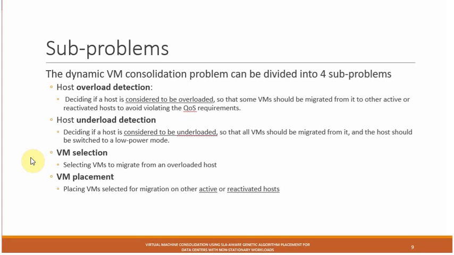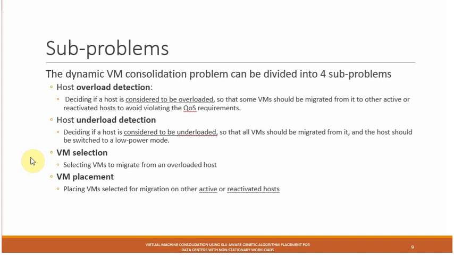The dynamic VM consolidation problem can be divided into 4 sub-problems. Host overload detection, that is, deciding if a host is considered to be overloaded so that some VMs should be migrated from it to other active or reactivated hosts to avoid violating the quality of service requirements. Host underload detection, that is, deciding if a host is considered to be underloaded so that all VMs should be migrated from it and the host should be switched to a low power mode.